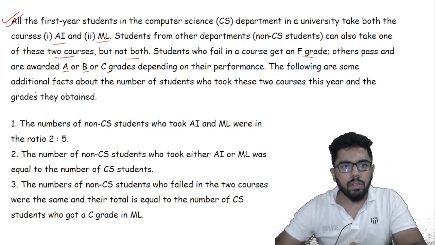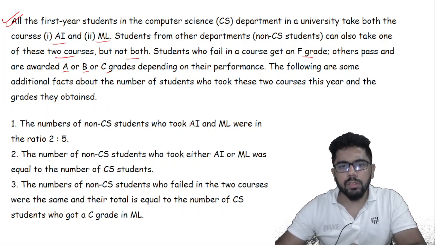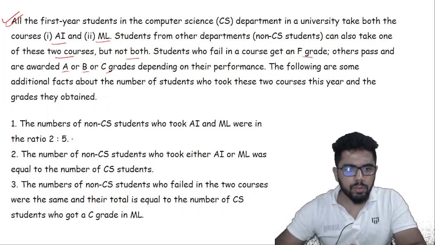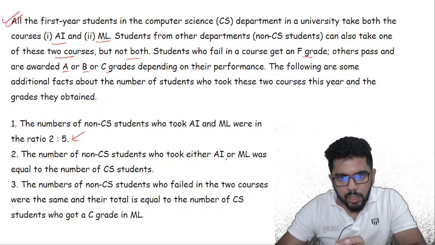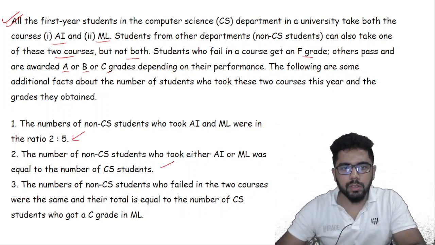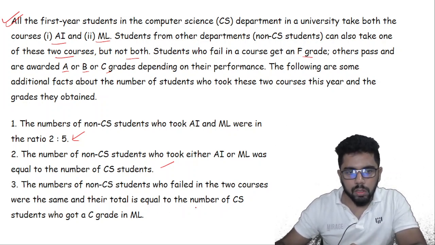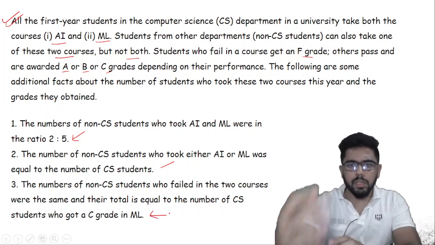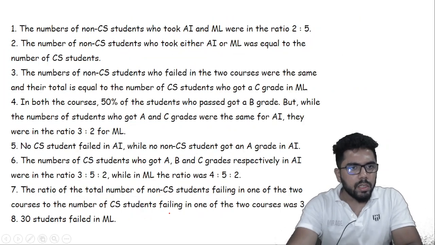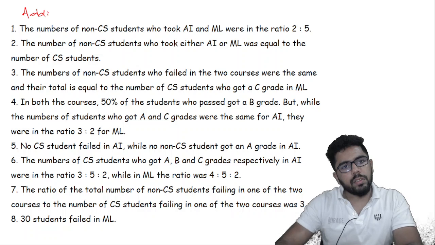Okay, the following are some additional facts. The number of non-CS students who took AI and ML were in the ratio 2:5. The number of non-CS students who took AI or ML was equal to the number of CS students. The number of non-CS students who failed in the two courses were the same, and their total is equal to the number of CS students who got a C grade in ML. Right now it's not possible to structure all this, we have to break it. So total 8 pieces of information, this is the additional information that is given.